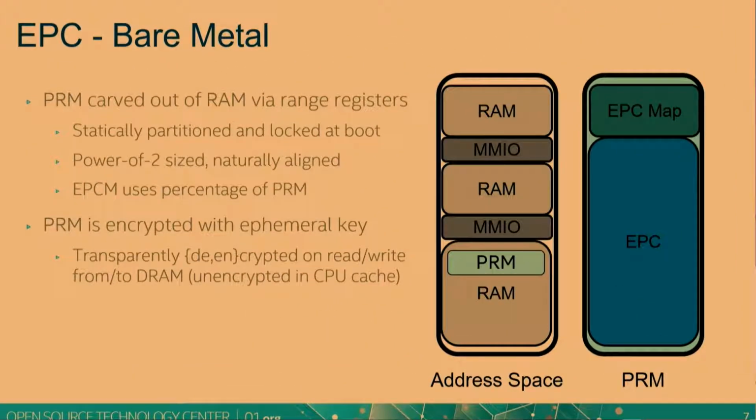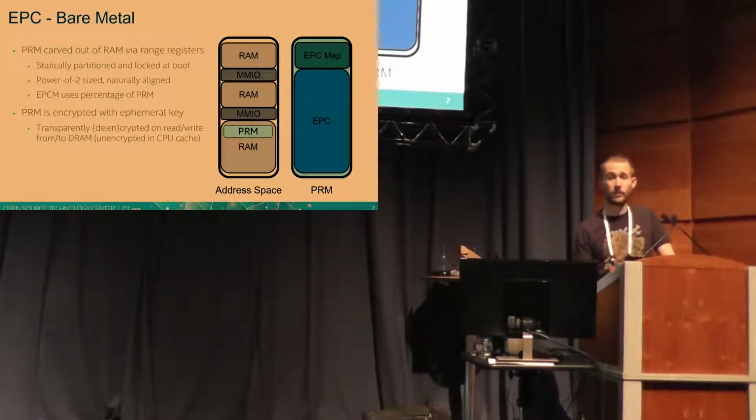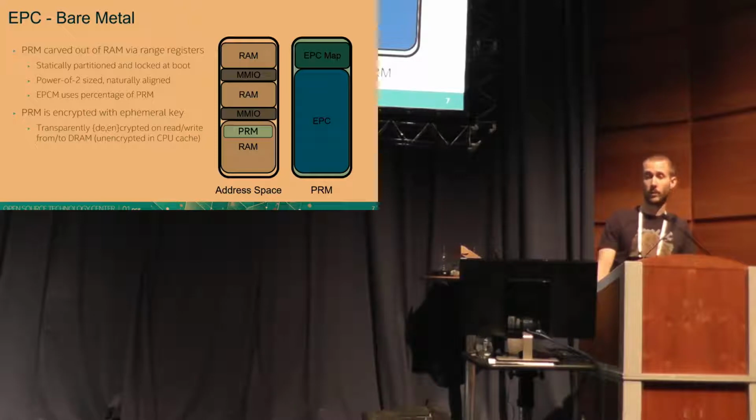From software's perspective, when you're accessing the EPC legitimately, it's transparently decrypted or encrypted when you're reading and writing from DRAM. So it's unencrypted in the CPU cache, and that's all levels of the CPU cache. This means that if you can keep your workload within the cache, you're going to see basically native speeds. As long as you can stay within the enclave, keep running out of the cache, you're not going to see any performance hits. And even if you're going out to EPC, which is effectively main memory, plus the encryption, it's not going to be a massive performance difference.